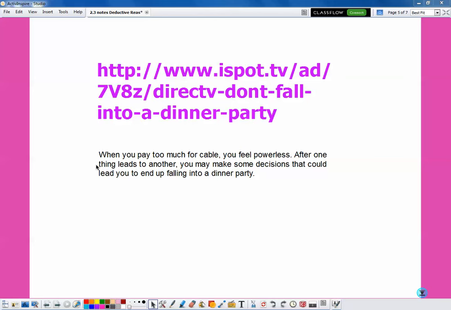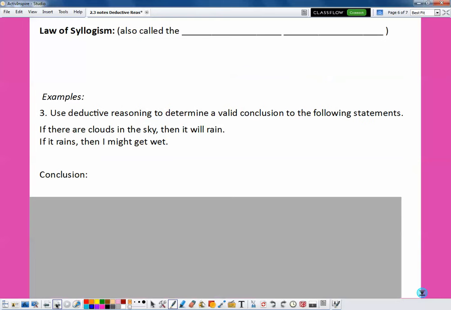So, when you pay too much for cable, you feel powerless. After one thing leads to another, you may make some decisions that could lead to you ending up falling into a dinner party. This is an example of the law of syllogism, which is also called the transitive property.